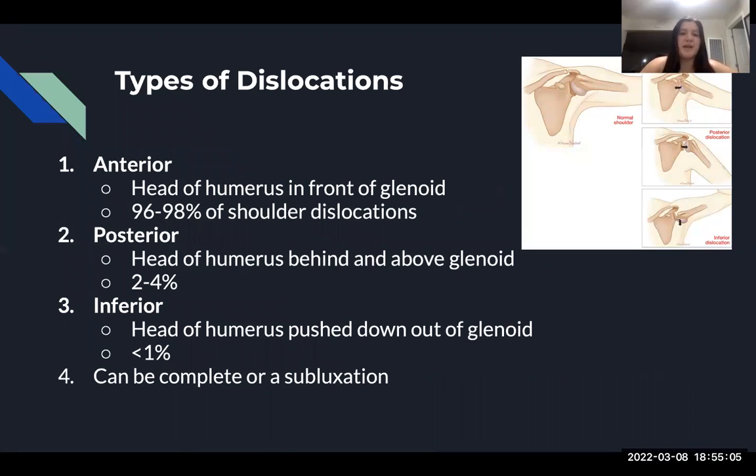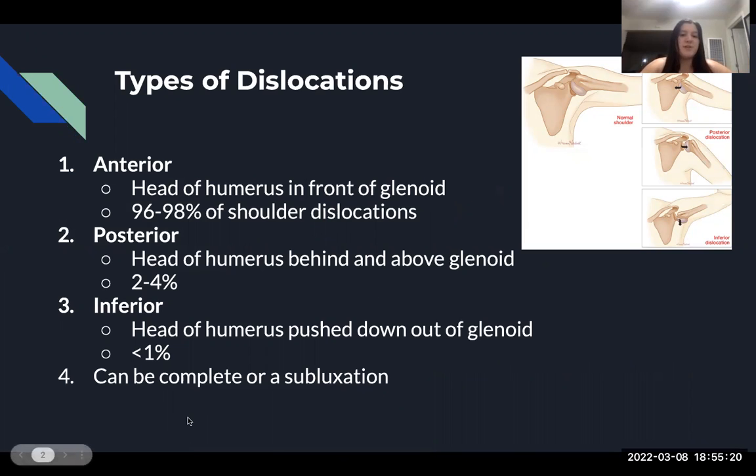So there's three different types of dislocations. In the anterior dislocation, the head of the humerus moves in front of the glenoid socket, and they're the most common type of dislocation, and they usually occur when there's a blow to an abducted, externally rotated, and extended arm.